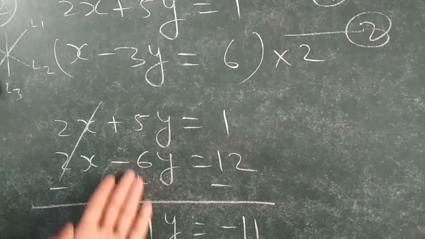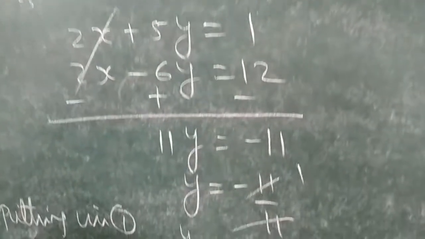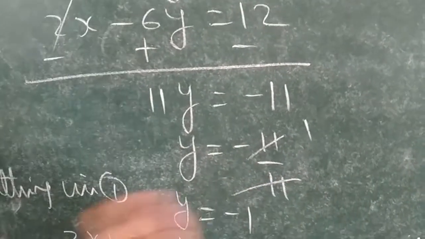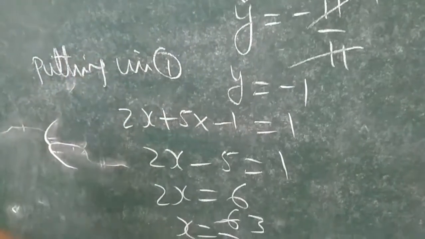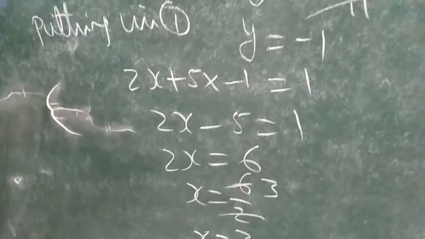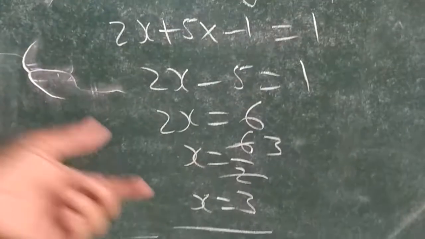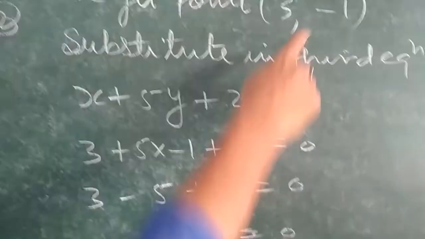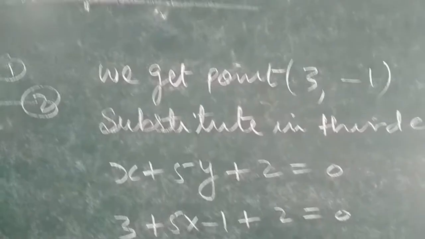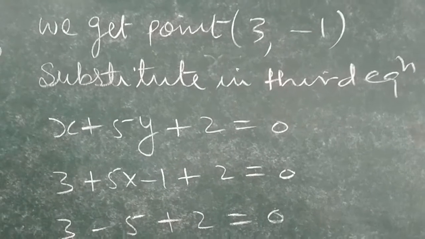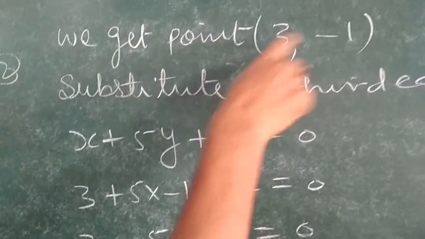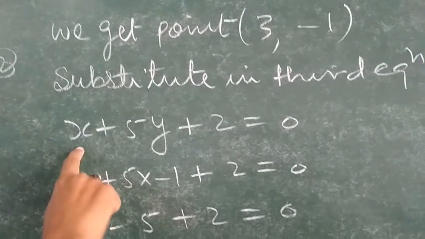So these are the steps followed. You see that y equal to minus 1 and x equal to 3. So this is the point which lies on these two lines because it is the unique solution. Now, if this point, that is (3, minus 1), satisfies the third equation, then you can say that the 3 given lines are concurrent lines. Now put these values x equal to 3, y equal to minus 1 in the third equation.